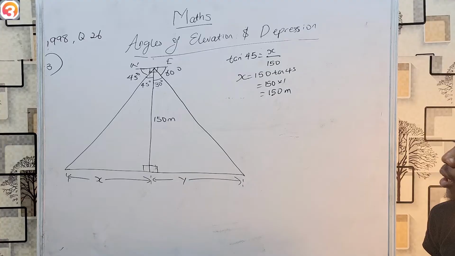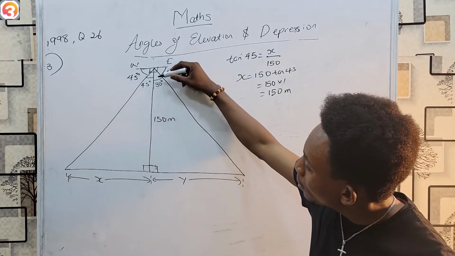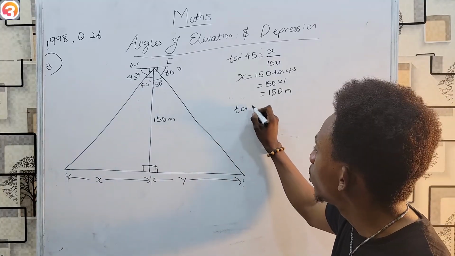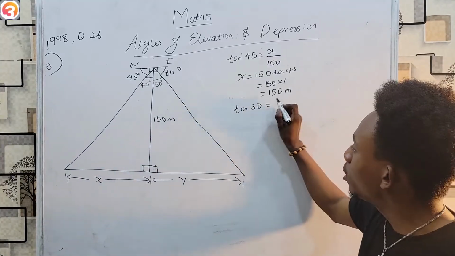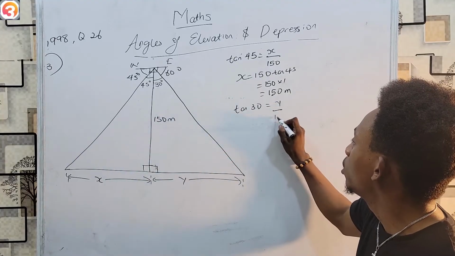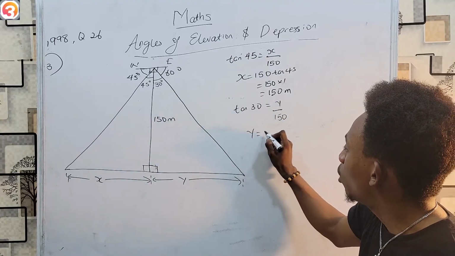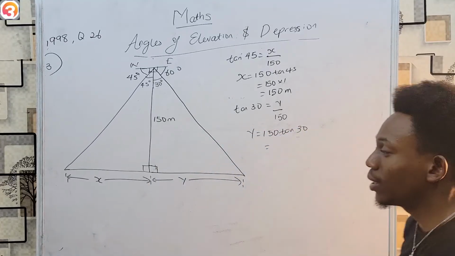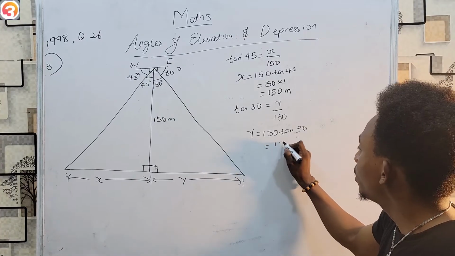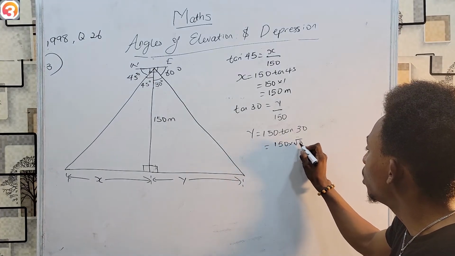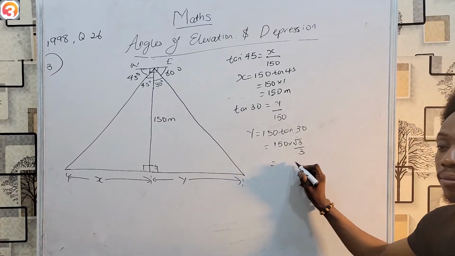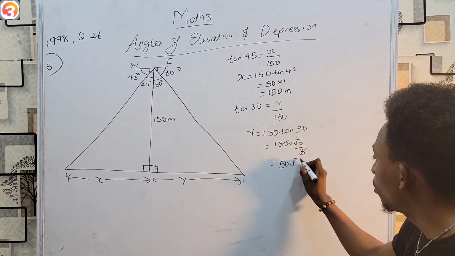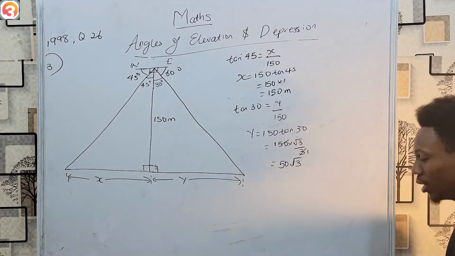We pause that. Now let's look at the east. For my east, the angle I'm seeing here is 30 degrees. And it's the same principle. Tan 30 equals opposite y over adjacent 150. So y equals 150 tan 30. And what is tan 30? We should know that tan 30 is root 3 all over 3. 3 into 3 is 1. 3 into 150 is 50. So I'm getting 50 root 3.